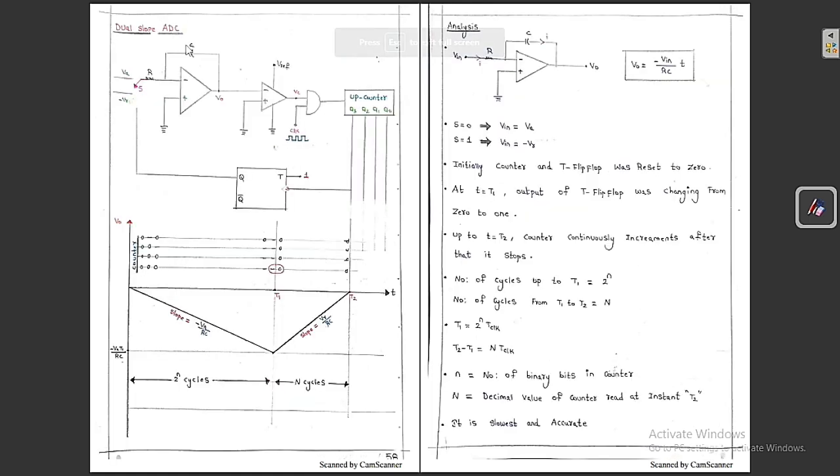Now we are going to learn about the dual slope ADC. Dual slope ADC is the last ADC in the ADC concept. I have already told you all the remaining ADCs. This is the last one, called the dual slope ADC. So listen carefully regarding this dual slope ADC.